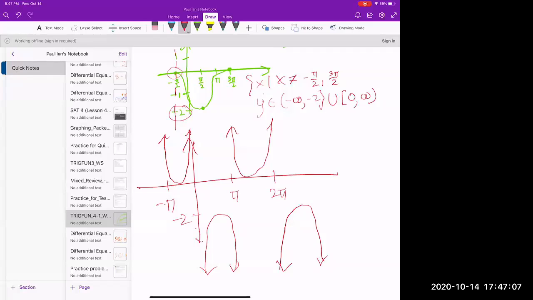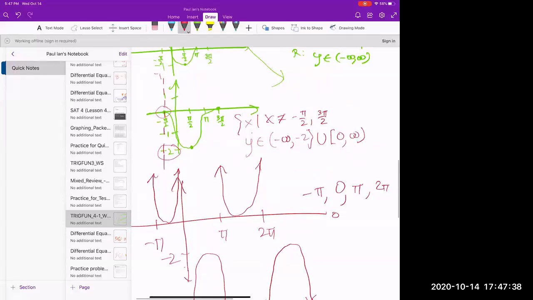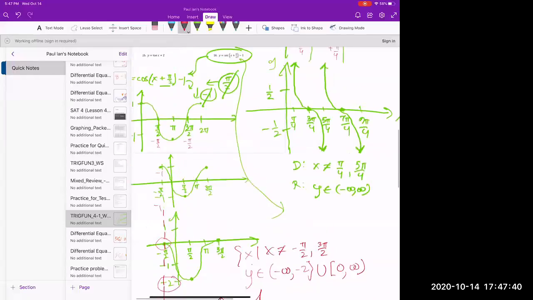So the asymptotes are at 0, pi. So it will be negative pi, 0, pi, 2 pi. Regularly, right? But you moved it down, right? So this is 0 plus pi over 2. Is it pi plus pi over 2?